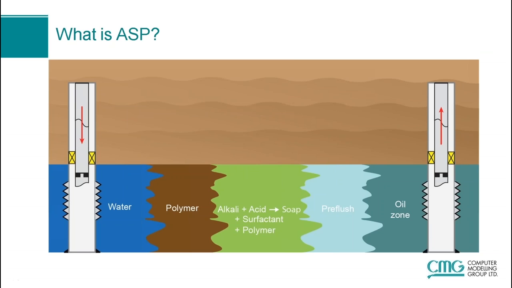So first of all, what is ASP? This diagram is just showing what might happen in a typical ASP flood, where you have an untouched oil zone ahead of the front. You might have a pre-flush zone that's been flushed by seawater, for example, for many years. Then you have the zone where the chemical flood is done, and you have your alkaline surfactant polymer chemical cocktail there. And one of the main mechanisms is where the alkali reacts with the acid that's in the oil to form an in situ surfactant. And we call that in situ surfactant soap so that we don't confuse it with the injected surfactant. And then that's followed by a polymer flood for mobility control, and then a final water flood.